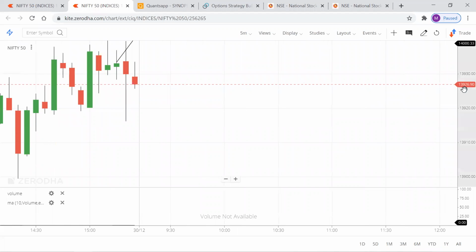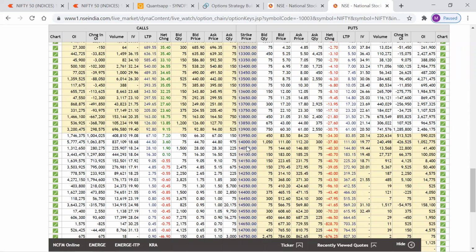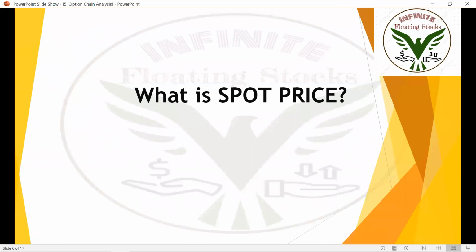Look at this. Nifty's current price is 13,926, which is near to 13,900. So 13,900 is the spot price, and all the remaining ones are strike prices. It's pretty simple. That's all about spot price and strike prices.